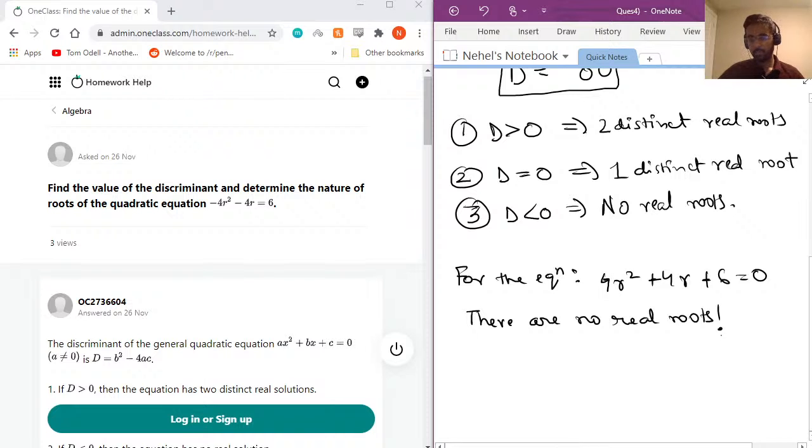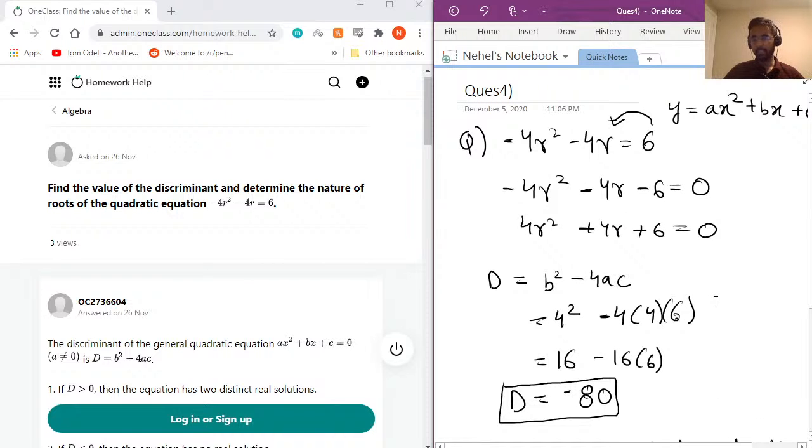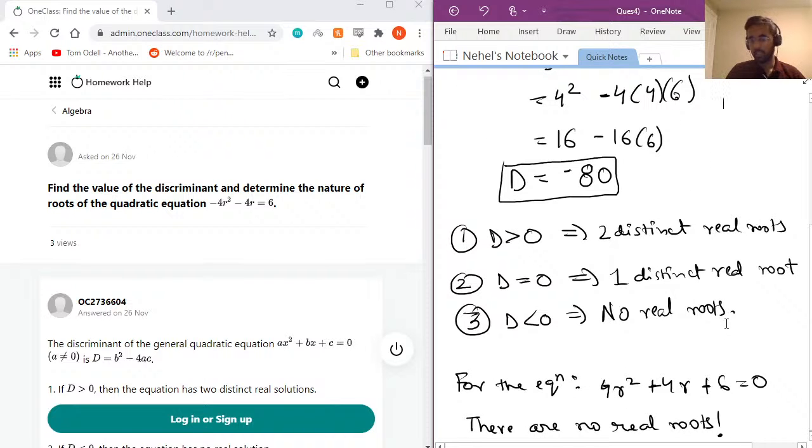Okay, so the key takeaway from this question is that we need to know the 3 properties of the discriminant. We need to be able to identify a, b, and c in the standard quadratic equation form. Using that, we calculate the value of the discriminant, and from the value and the properties, we know the nature of the roots or the solutions for the quadratic equation.